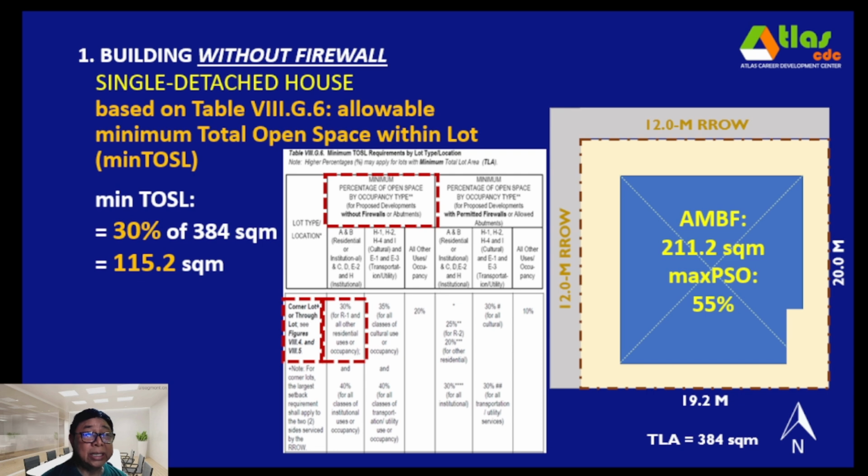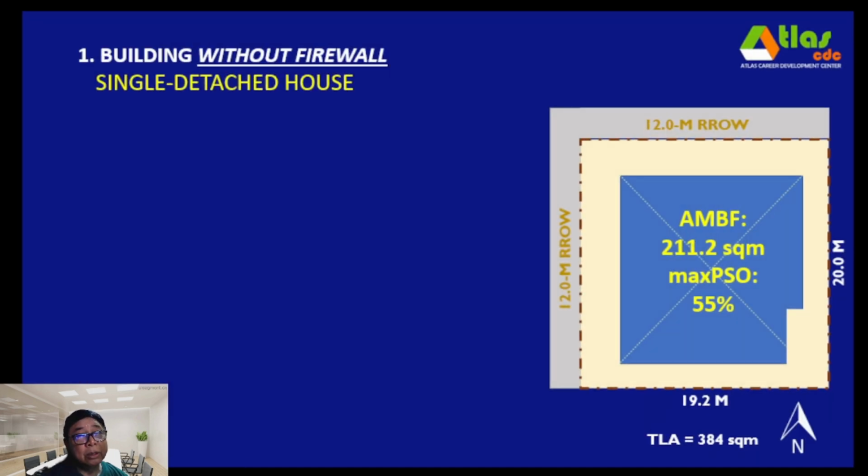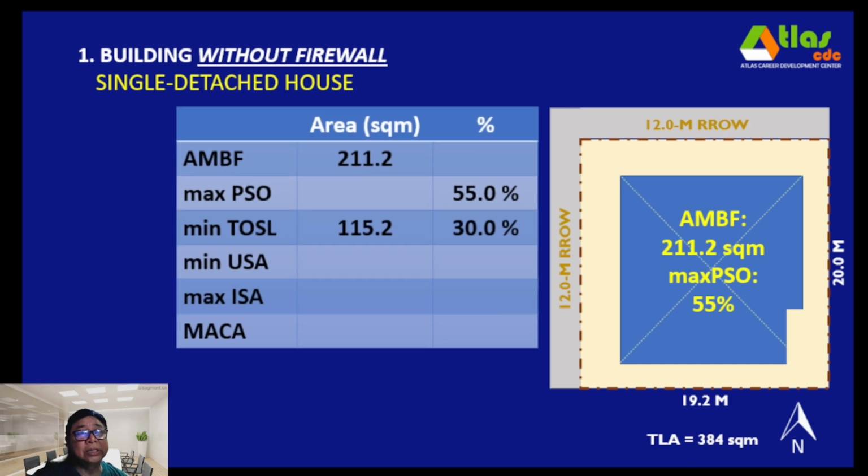Our TLA will give you a value of 115.2 square meters. Okay, and this value shows that it is smaller than the one derived using the resultant minimum TOSL. So when we now finalize our minimum TOSL, we make use of that value from table 8.G.6, 30% and 115.2 square meters.